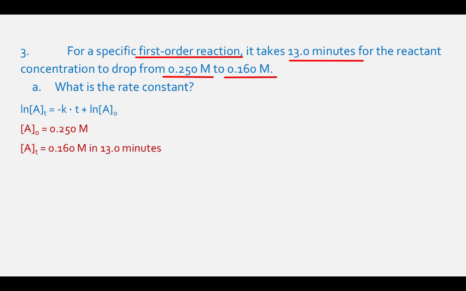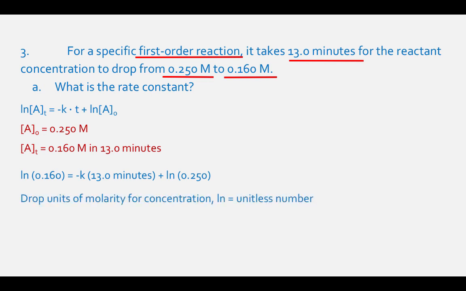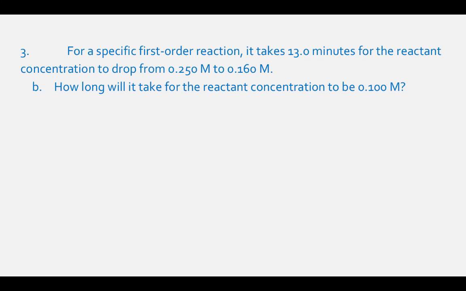We can plug these numbers into the equation to find the rate constant, our answer to Part A. The natural log of 0.160 equals the negative of our K times 13.0 minutes plus the natural log of 0.250. We will drop both of the units of molarity for our concentrations because the natural log needs to be taken care of as a unitless number. K equals natural log of 0.160 minus the natural log of 0.250 divided by negative 13.0 minutes, which equals 0.0343 1 over minute.